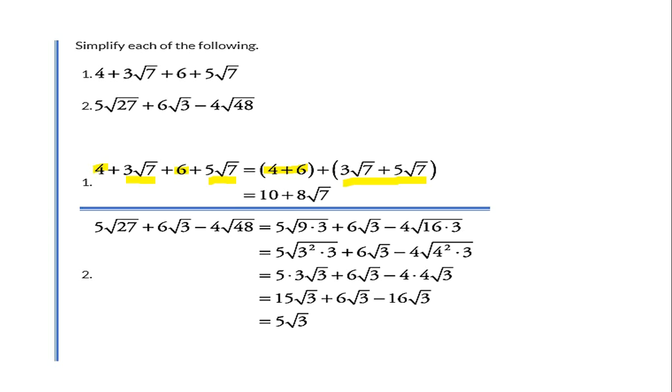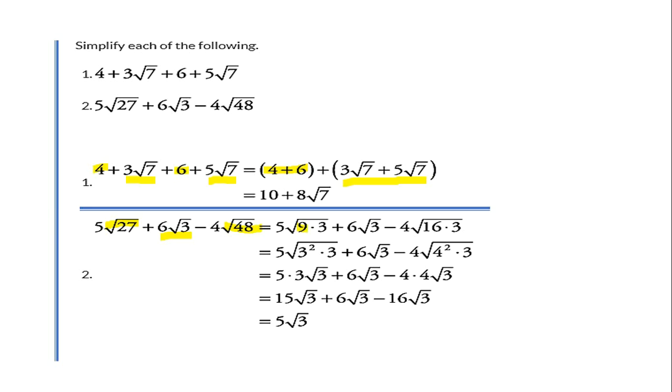The second example here, we don't know which are the like terms. So we have first to simplify the radicals that we can simplify. Look here, radical 3 is already simplified. It is a prime number, we can't simplify more. While for 27, we will search for a perfect square that, if you multiply it by some number, we get 27. Of course, it is 9. 9 times 3 will give 27, and 9 is a perfect square.